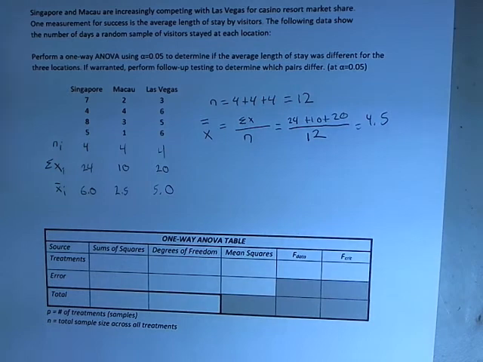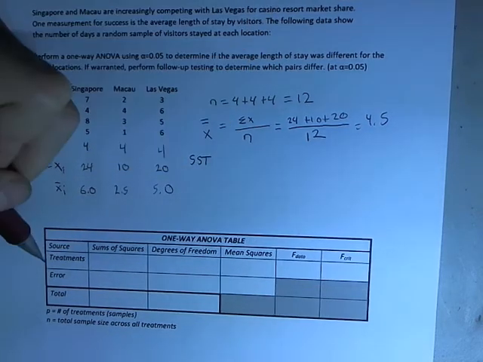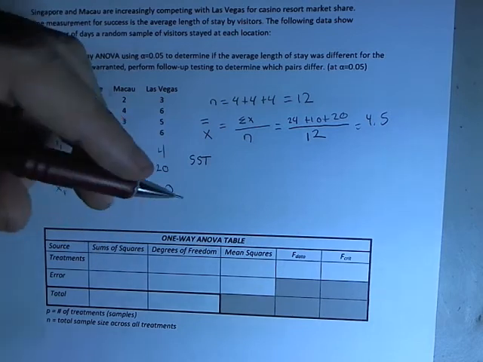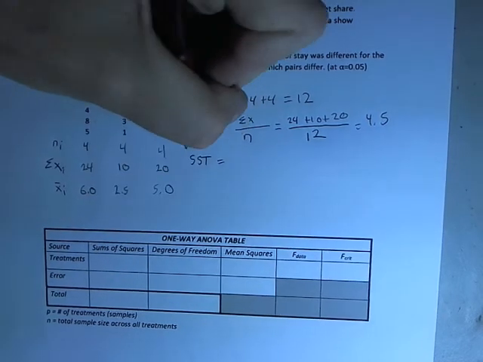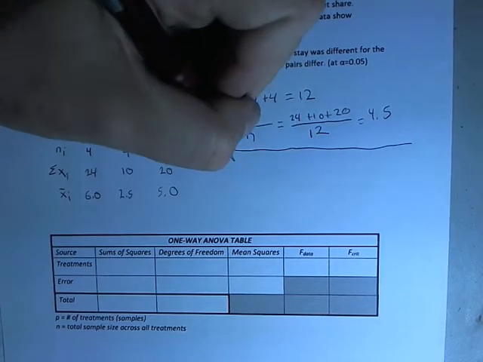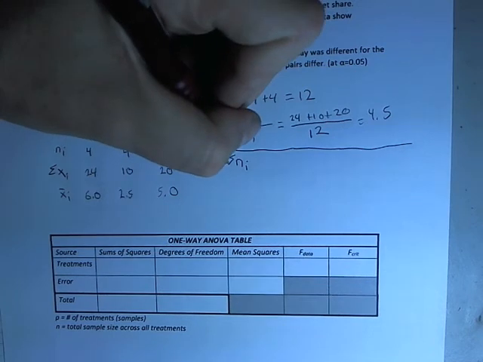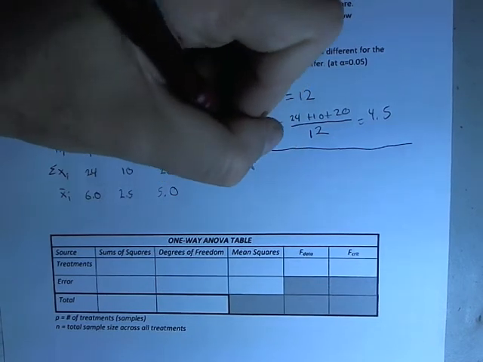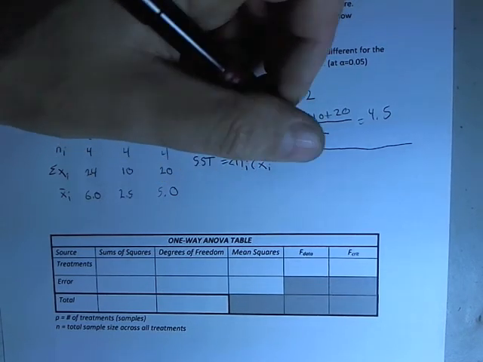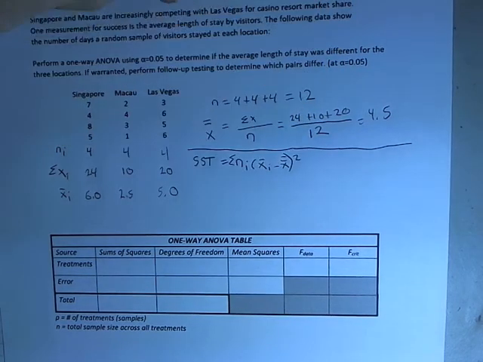So let's take a look at the first sum of squares value, which is going to be the sum of squares treatments. We're going to abbreviate that SST, sum of squares for the treatments, and that is going to follow the formula: the sample size of sample i, summation, that sample size multiplied by the sample mean from each sample minus the overall sample mean squared.